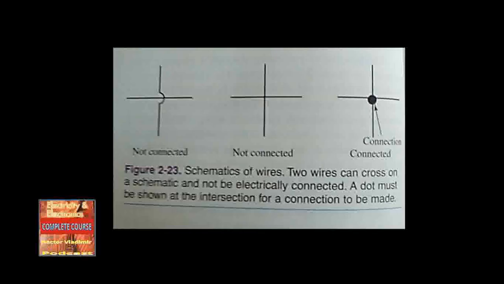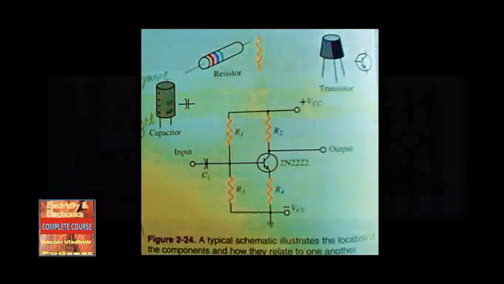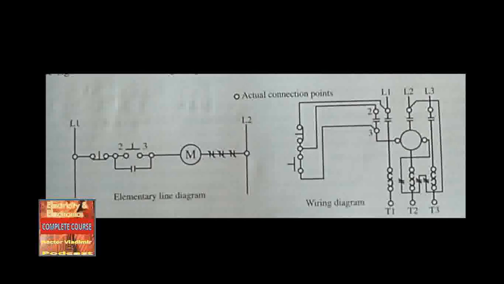Figure 2-23. Schematics of wires. Two wires can cross on a schematic and not be electrically connected. The dot must be shown at the intersection for a connection to be made. Figure 2-24. A typical schematic illustrates the location of the components and how they relate to one another. The combination of meters, wiring diagrams, schematics, and electronic theory allow a technician to find circuit problems. Many circuits are impossible to troubleshoot without the aid of schematics and the application of electronic theory.